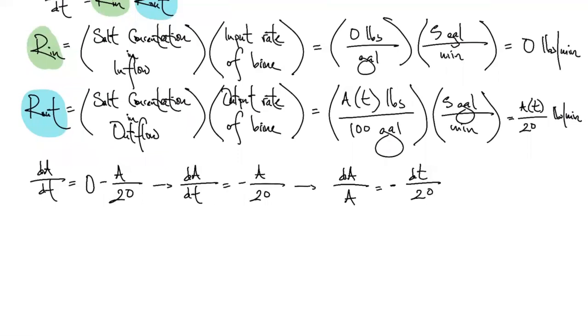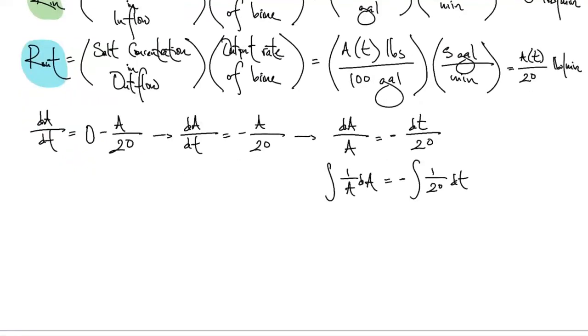So I'm going to go ahead and integrate both sides right now. The integral of 1 over A dA equals negative the integral of 1 over 20 dt. On the left-hand side, I get the natural log of the absolute value of A. We're going to drop those absolute values because A talks about how much salt is in the tank, and since A will by default be a positive value, we can go ahead and drop them. On the other side, I get negative 1 over 20 t plus a constant.